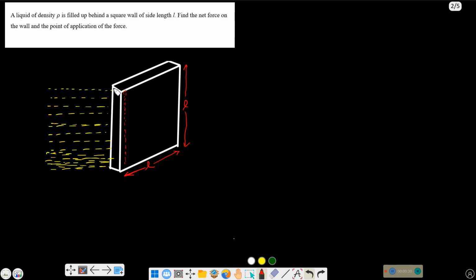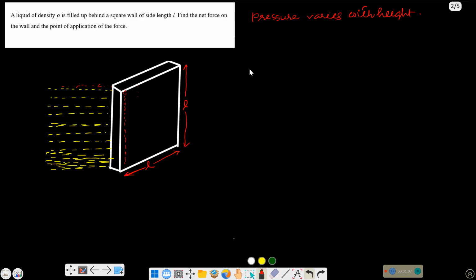For this, if you see, water is filled up to a height of length L, okay, up to a height of L. So at each and every point of this wall, at every height of this wall, the pressure is different. Pressure will be different because, as we all know, pressure is proportional to height. That means pressure varies with height, right? Pressure varies with height.